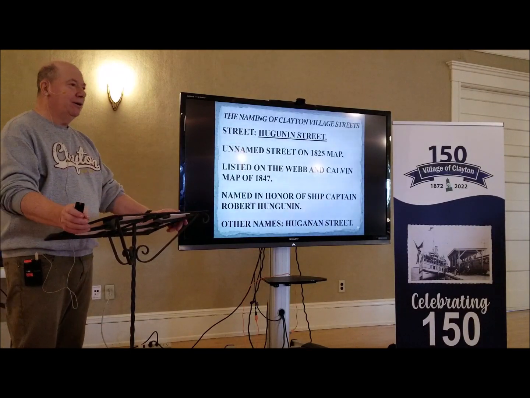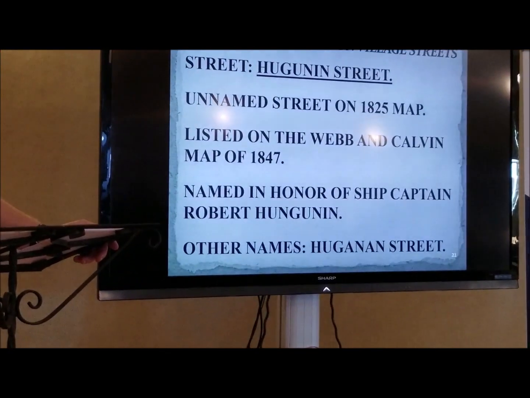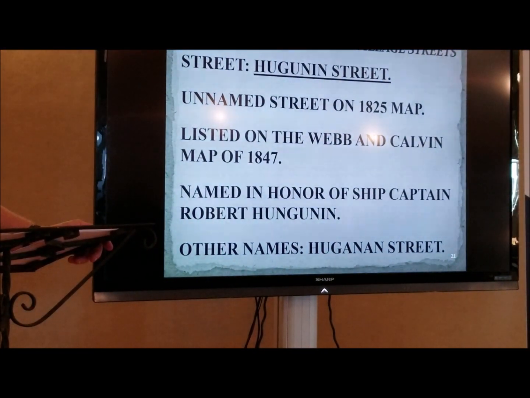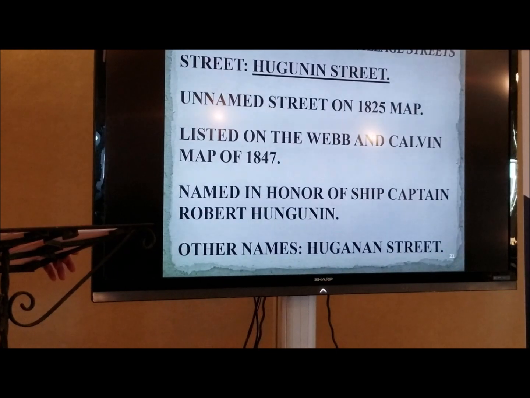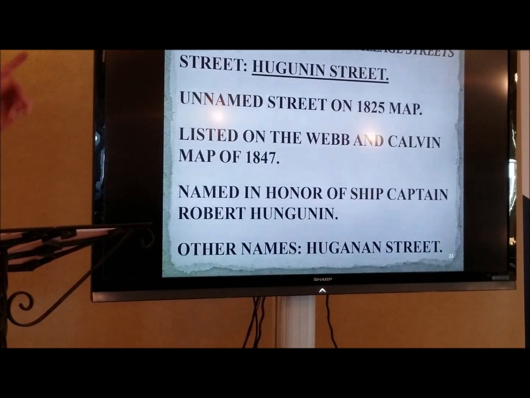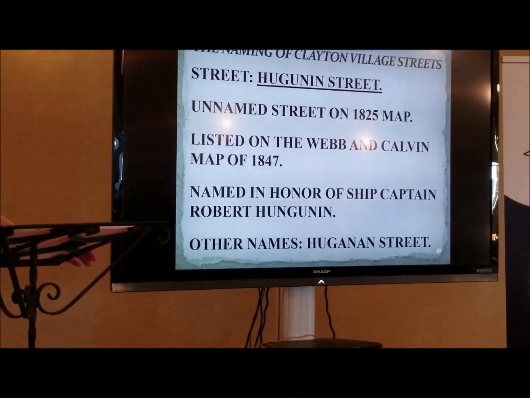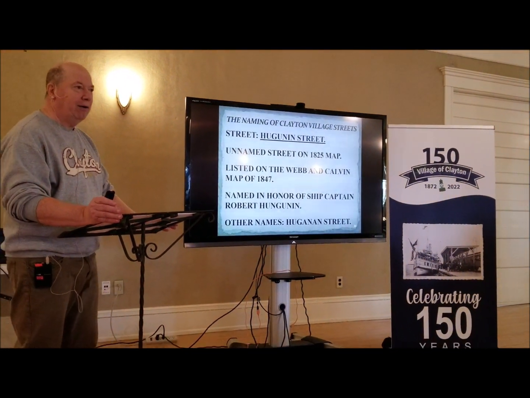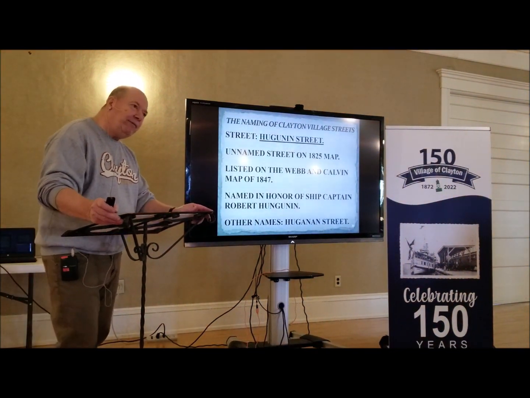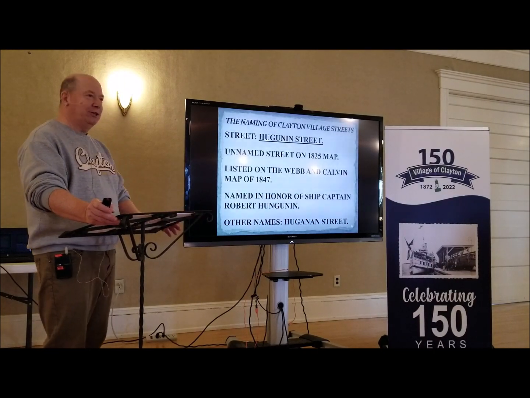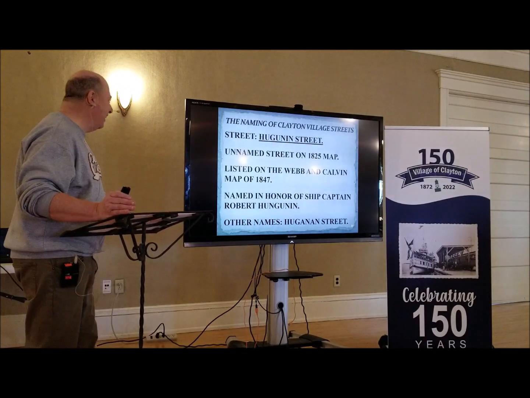Huguenin Street. All right? Is it Huguenin? Is it Huguenin? I always say Huguenin. All right? Someone might argue with me, but it's an unnamed street on the Cornelia map of 1825, but it is listed on the Webb and Calvin map of 1847. So somewhere between those years is when it was formally named. I went to the TI Sun, they don't have any articles from 1847 or before. I'm just joking. Yeah, but they don't.